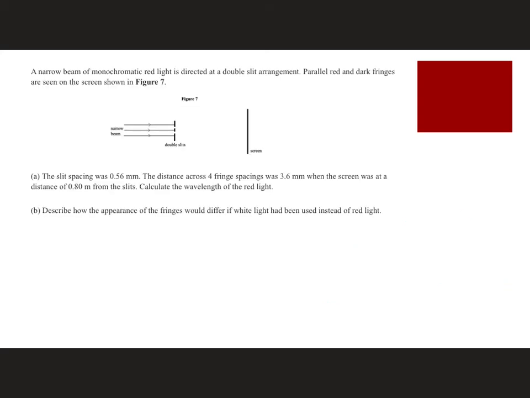Okay, let's try one more question. So now we have light shining on our double slits. It says the slit spacing was 0.56 millimeters. That is going to be our little d. The distance across the 4 fringe spacing was 3.6 millimeters.